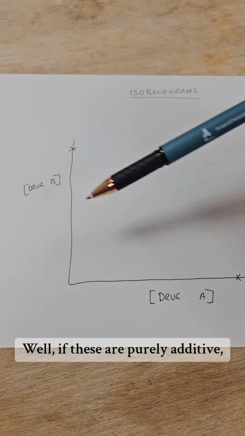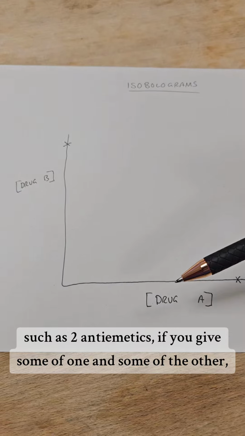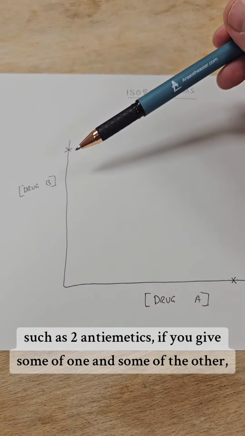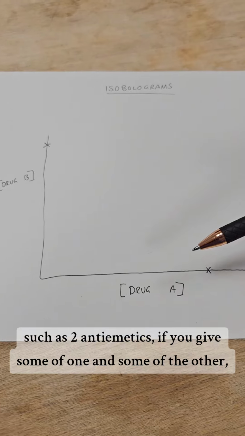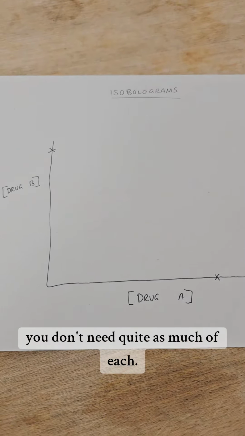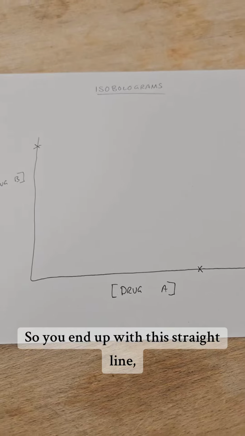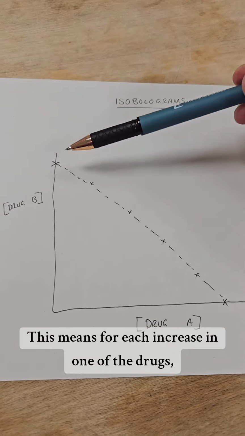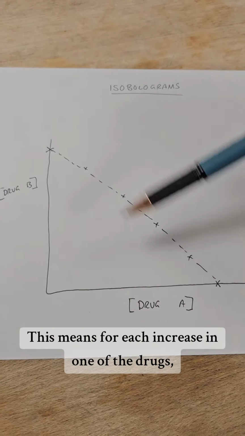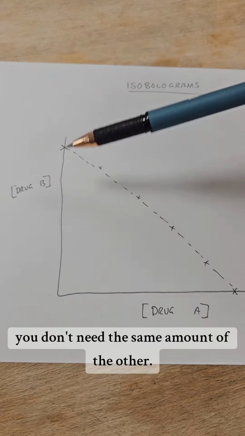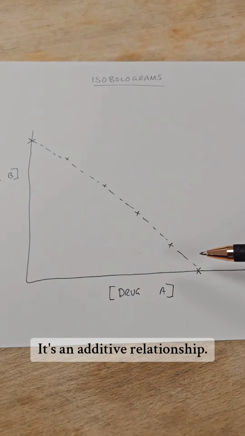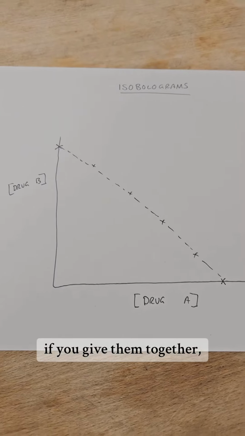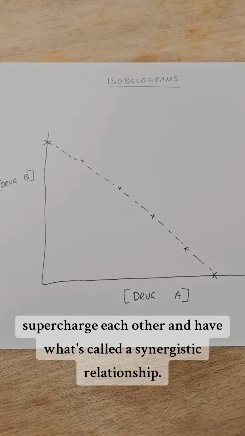Well, if these are purely additive, such as two antiemetics, if you give some of one and some of the other, you don't need quite as much of each. So you end up with this straight line, and this is the additive line. This means for each increase in one of the drugs, you don't need the same amount of the other. It's an additive relationship.